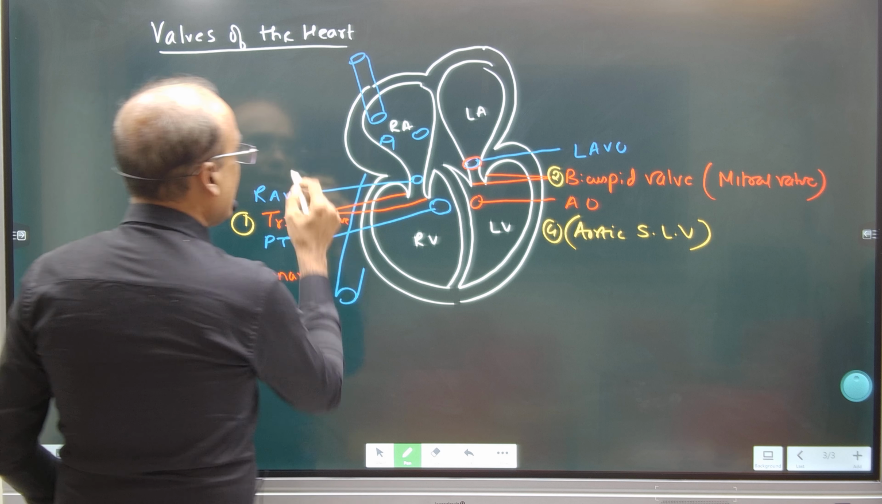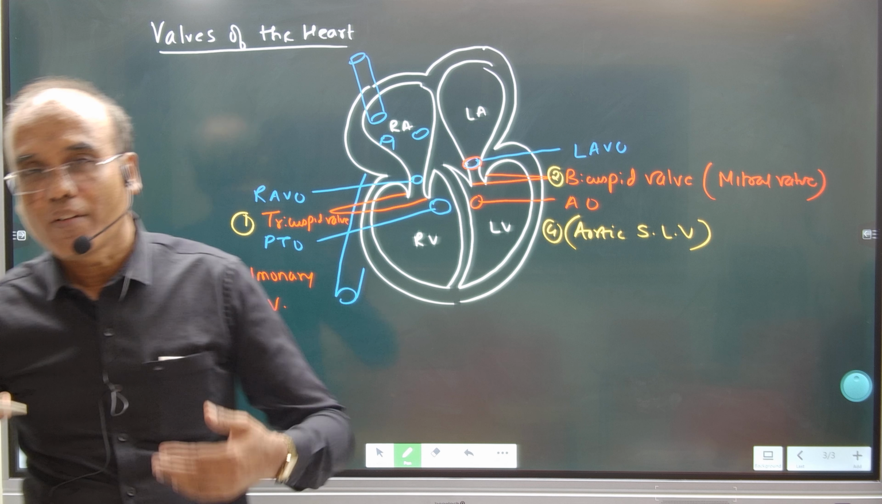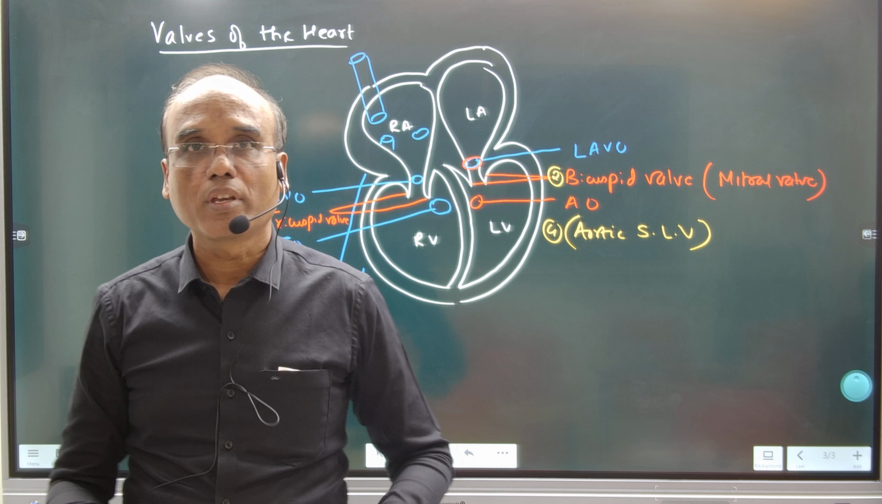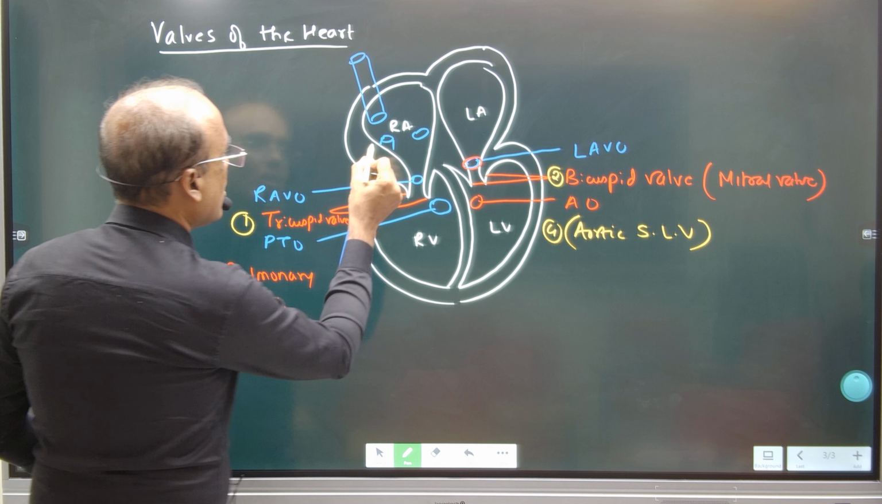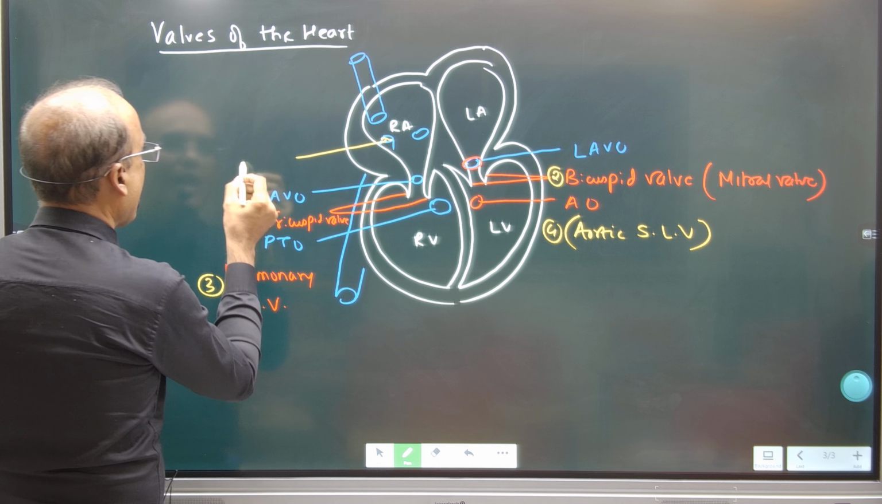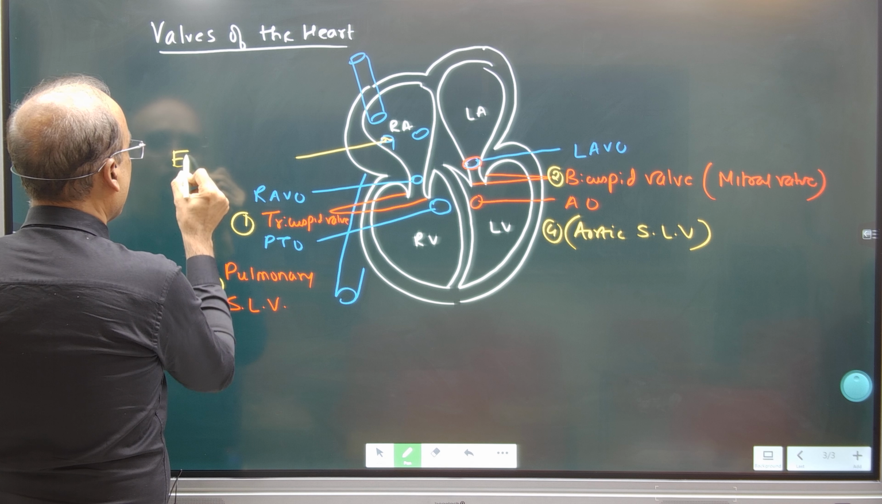Now the inferior vena cava brings the blood from the lower part of the body. So it is bringing the blood against gravity. Here also a valve is present, and that valve is called the Eustachian valve.